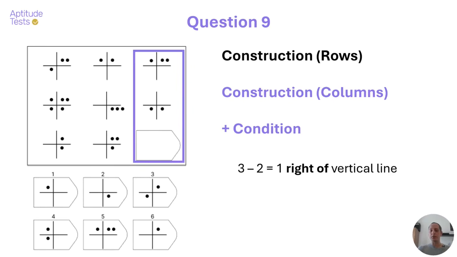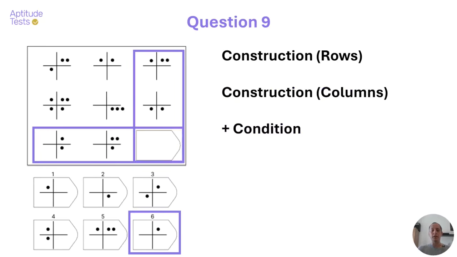And again, looking at the third column, we have a total of 3 dots right of the line, 2 dots to the left of the line. So that means a total of 1 point after subtracting, 1 dot right of the vertical line. So combining what we know, 1 dot above the horizontal line and to the right of the vertical line, this means that the correct answer is answer number 6. And I hope this question has shown you the true complexity of these questions and how challenging they can actually get.